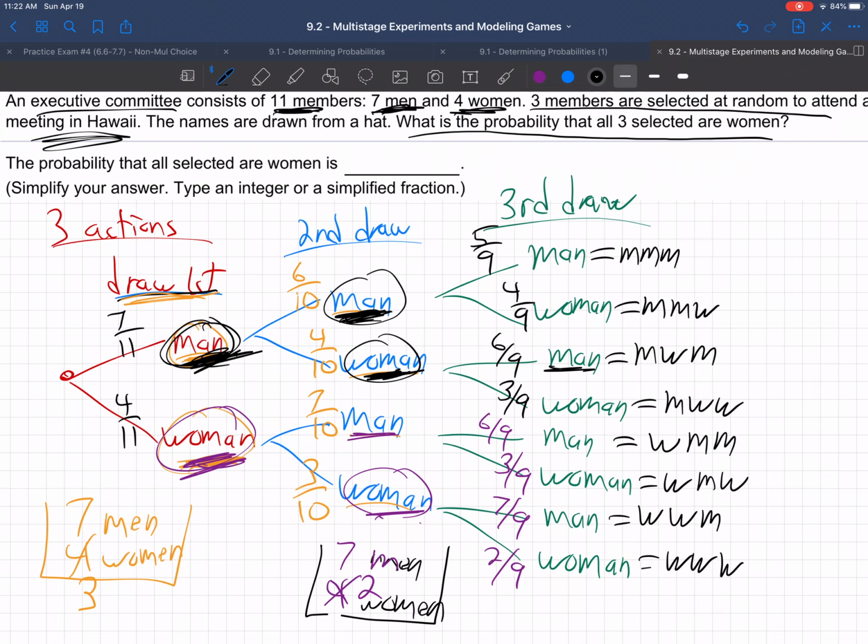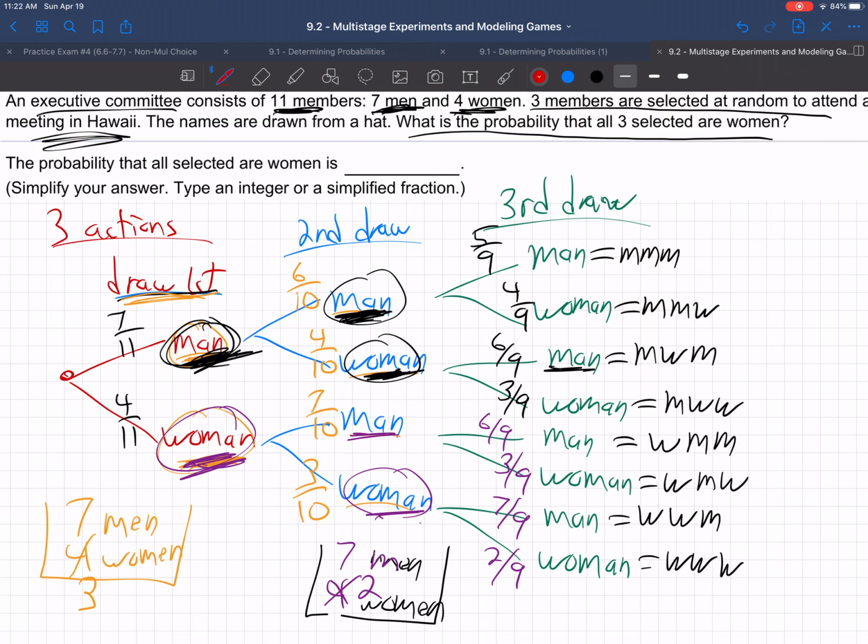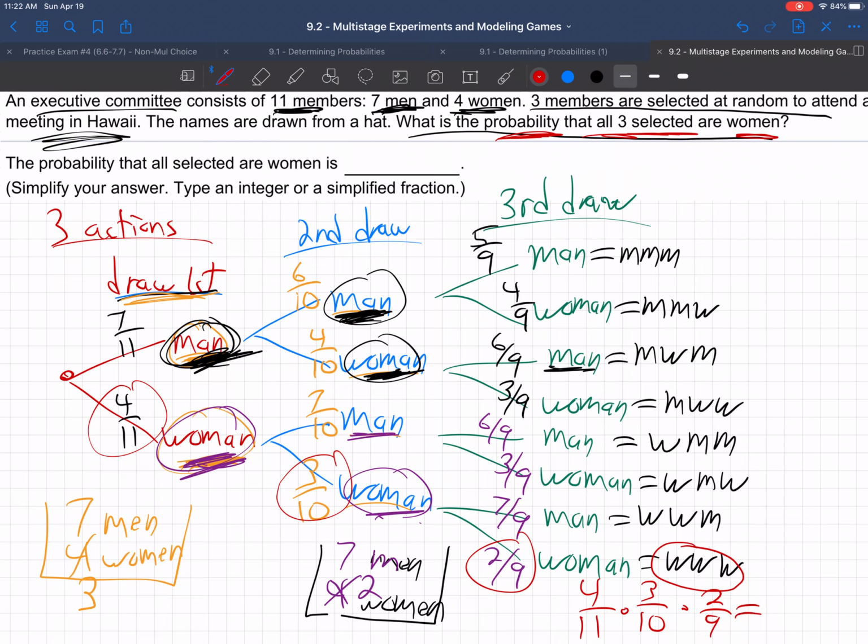Now, we can figure out any of these probabilities by just multiplying along the branches to that answer. So now, let's figure it out. What do they want? They want the probability that all 3 selected are women. So all they want is this one, woman, woman, woman, which is 4/11 times 3/10 times 2/9.